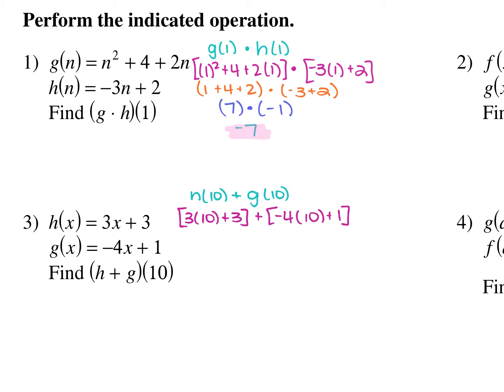On the left, the 3 times 10 gives us 30 plus 3. On the right, the negative 4 times 10 is negative 40. Then we have that plus 1. The 30 plus 3 gives us 33. And the negative 40 plus 1 is negative 39. You add the 33 and the negative 39, and you get negative 6 for your answer.